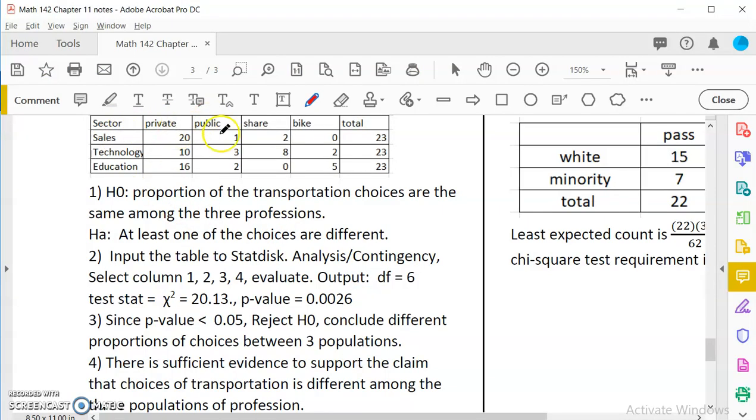Oh yeah, 1, 2, 3, 4. 4 minus 1 is 3. 1, 2, 3. 3 minus 1 is 2. So 2 times 3 is 6. Yeah, degree of freedom is 6.